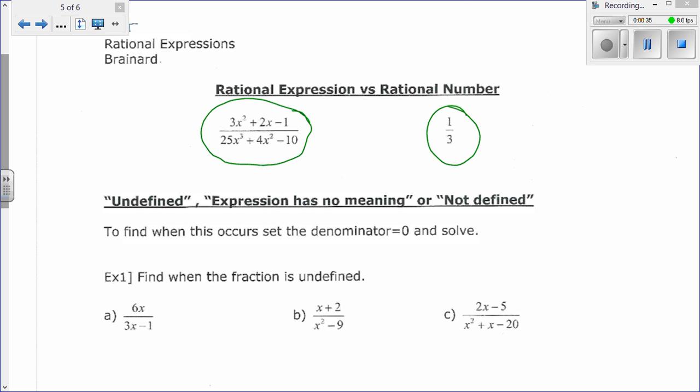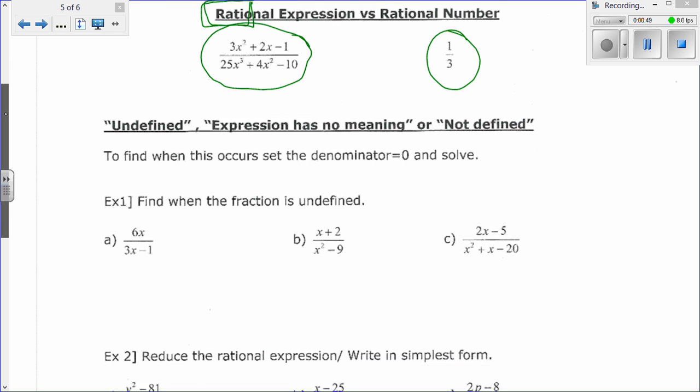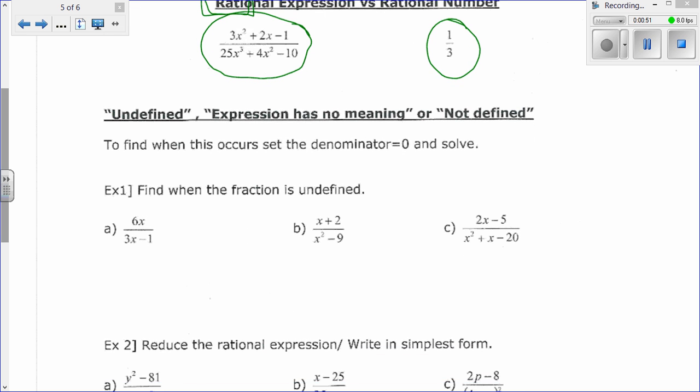The word rational has the word ratio in it. And a ratio is a fraction. So we're dealing with fractions with variables. If you see the term undefined, expression has no meaning, or not defined, those three things all mean the same thing.